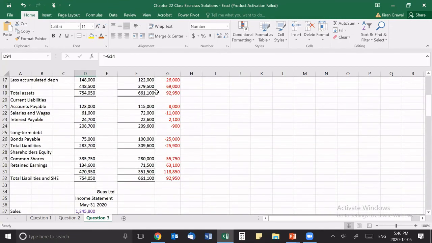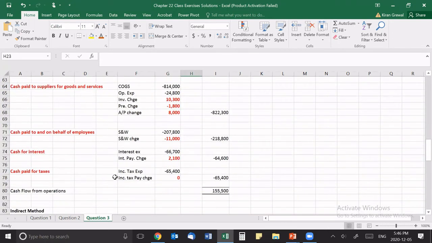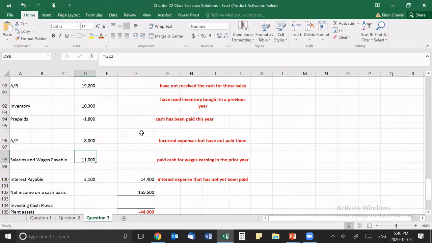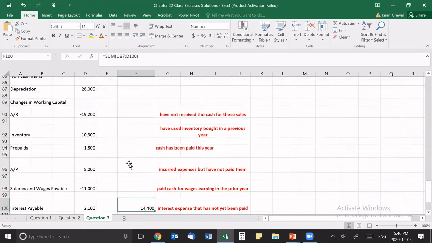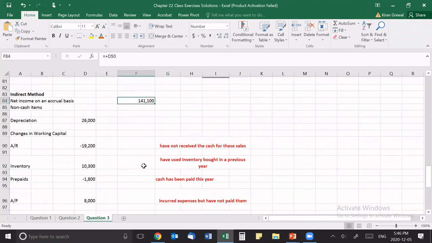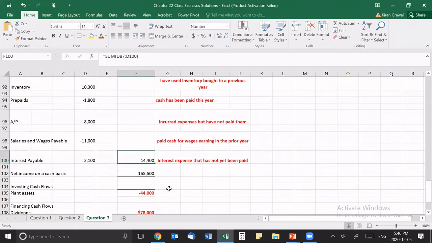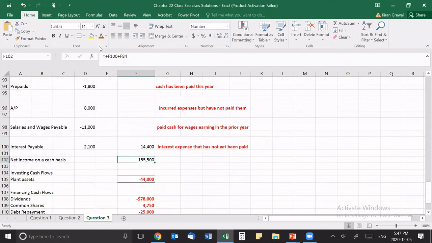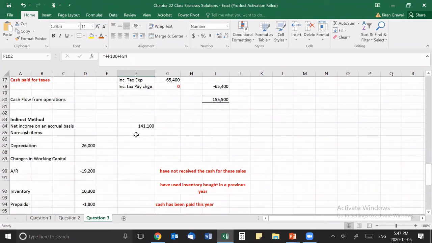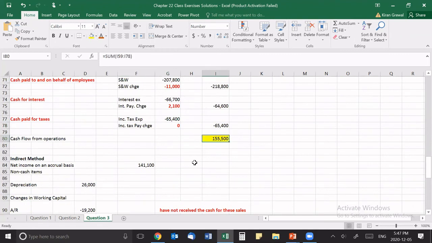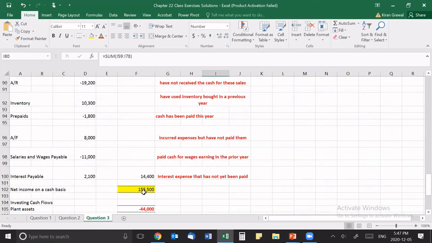And then on the liability side, we have our three liabilities here. We're going to add the accounts payable, deduct the salaries and wages, add the interest payable. So if we take our net income, and after all these non-cash items and changes in working capital, that gets us 14,400 we have to add to our net income, and the net income for the operating activities is 155,500. Okay, so this should be the same as our cash flow from operating activities when we did it with the direct method. So indirect method or direct method should come up with the same result.